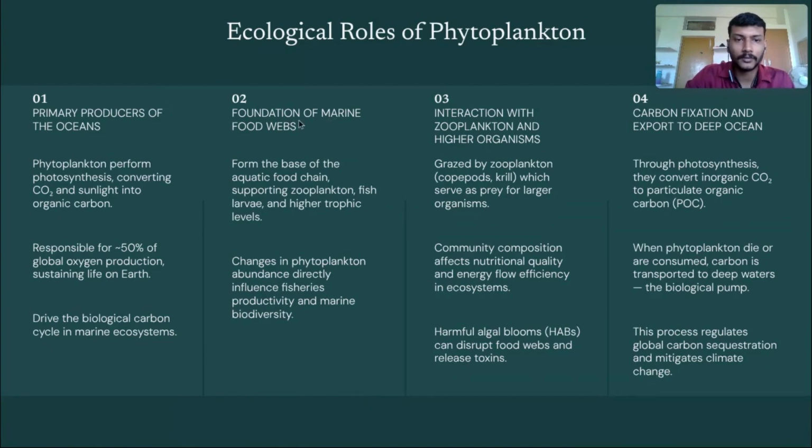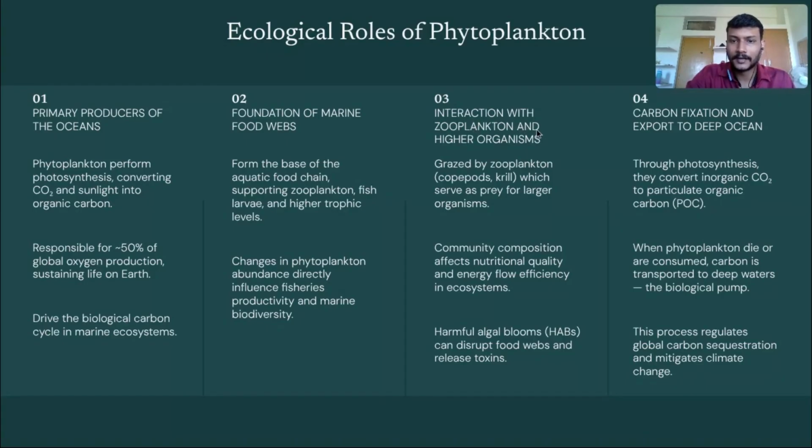Next, we have the foundation of marine food webs. As we said, the primary producers produce the energy and nutrients required for the growth of the subsequent organisms. In a marine habitat, phytoplanktons will be consumed by zooplanktons, and these zooplanktons will be consumed by fishes, and then fishes by bigger fishes, and so on. And when these fishes die, their organic matter will settle to the ocean floor, where it will be made available to the organisms in the lower strata of the marine colony.